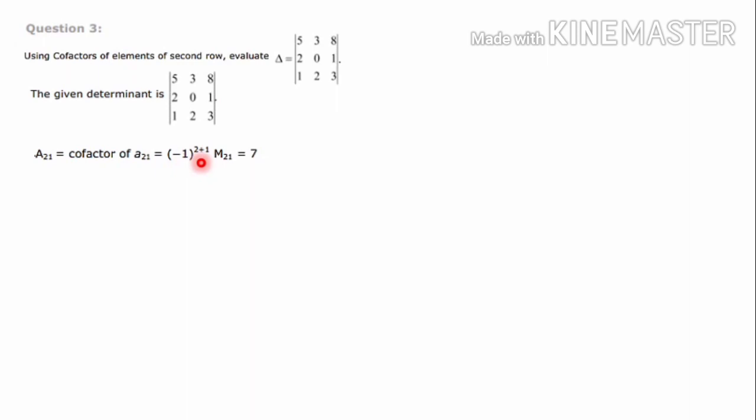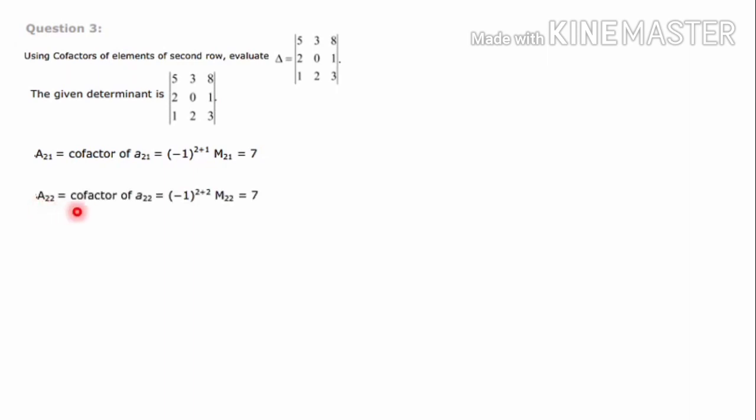So minus 1 the whole power 2 plus 1, that is 3. Minus 1 the whole power 3 is minus 1. Minus 1 into minus 7 is plus 7. Those who feel difficulty calculating, you can write the entire step and do it.